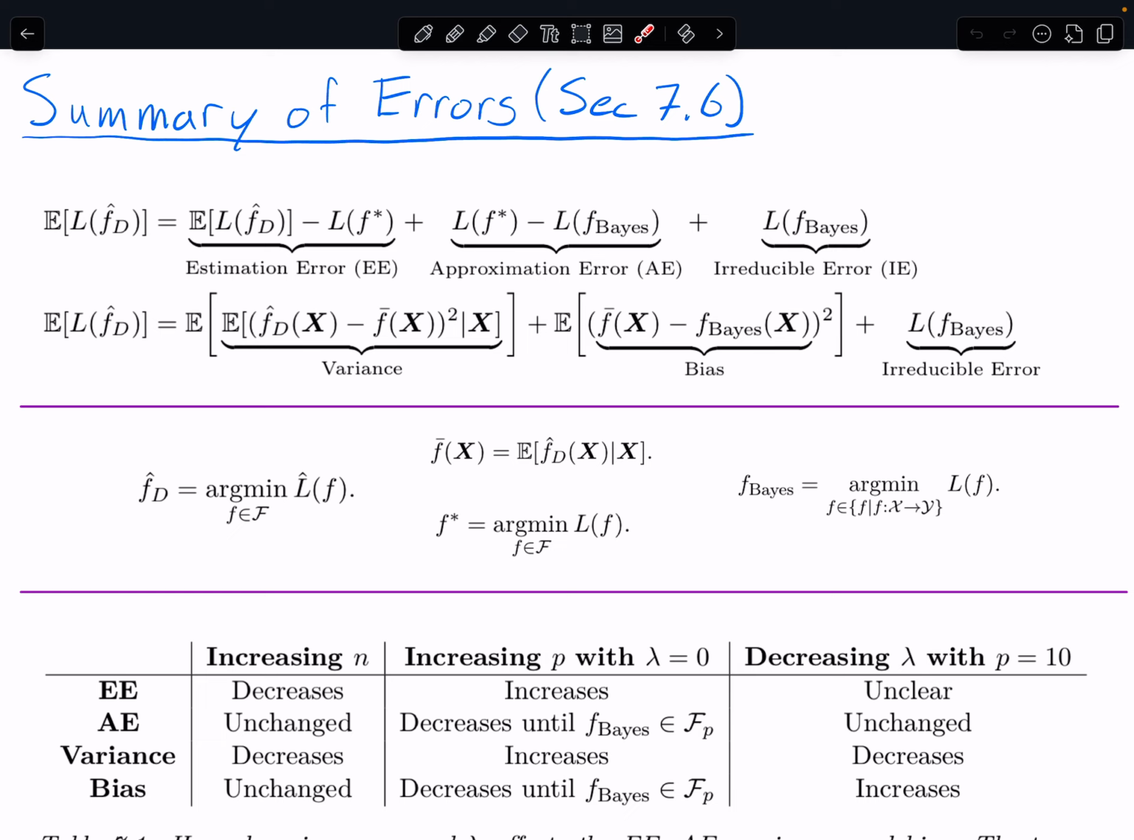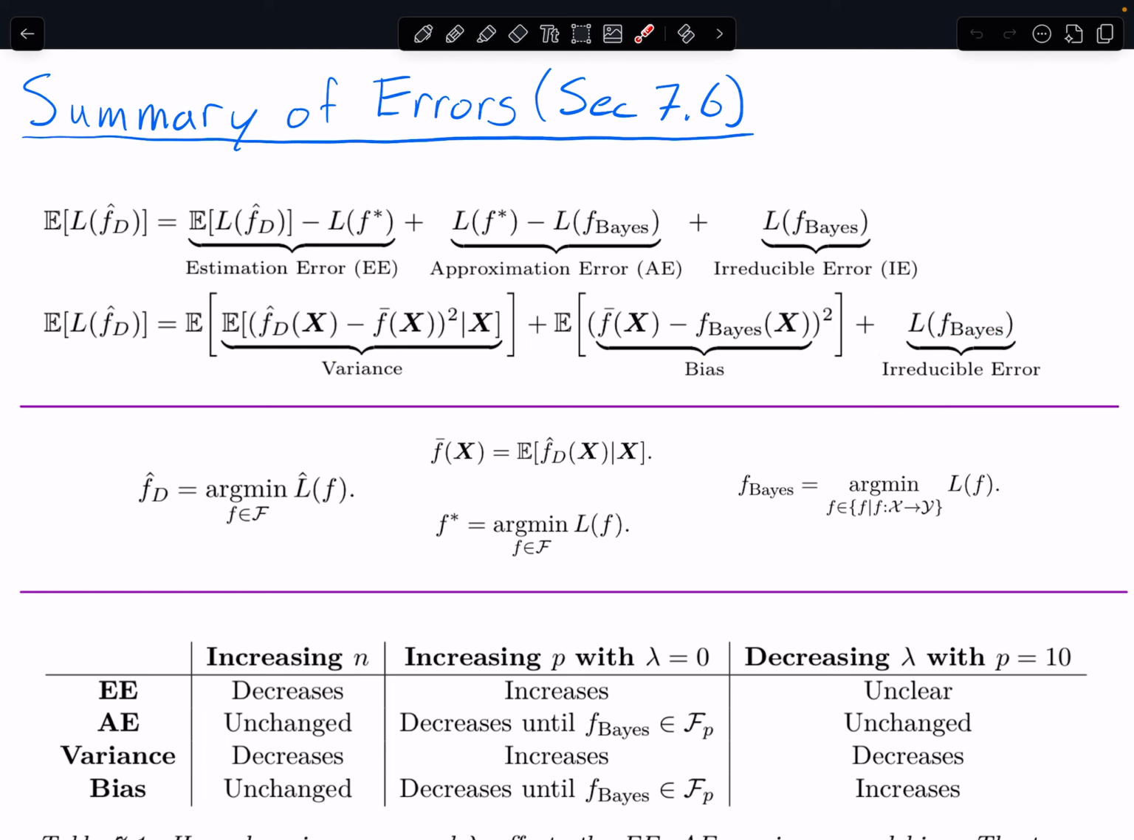Okay, so the main thing to note is that we are trying to minimize this object here. It's the expected loss averaged over data sets. And in the evaluation chapter, what we learned is that we can break this thing up into two different error decompositions. The first one is this guy here, and it's broken up into estimation, approximation, and irreducible error. The second one is this guy here, and it's broken up into variance, bias, and irreducible error.